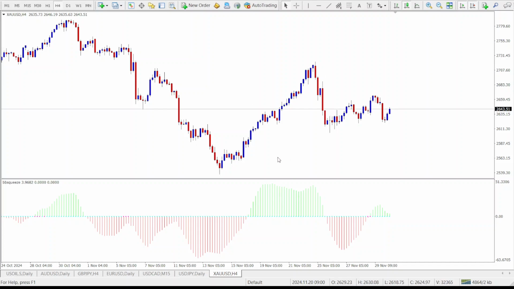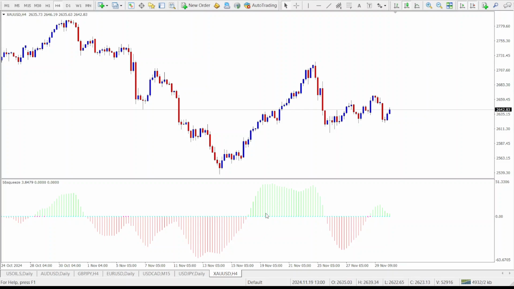So as for the BBsqueeze indicator, it tries to combine Keltner channels and a momentum indicator to confirm and filter trades. It tries to find high probability opportunities for traders. It uses clear histogram-based signals.